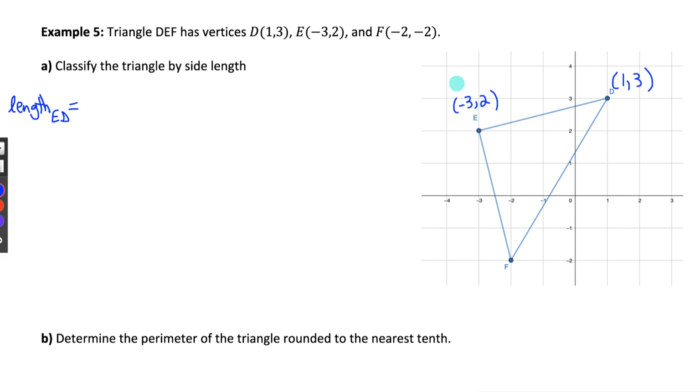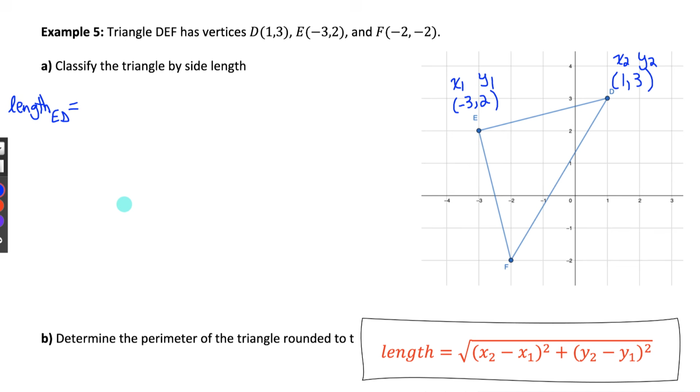And I'll choose point E to be my first point, my x1, y1. Point D to be my second point, my x2, y2. And now I'll go ahead and follow the length formula, which tells me to do the square root of the difference in the x-coordinates squared. So 1 minus negative 3 squared, plus the difference in the y-coordinates squared, 3 minus 2 squared.